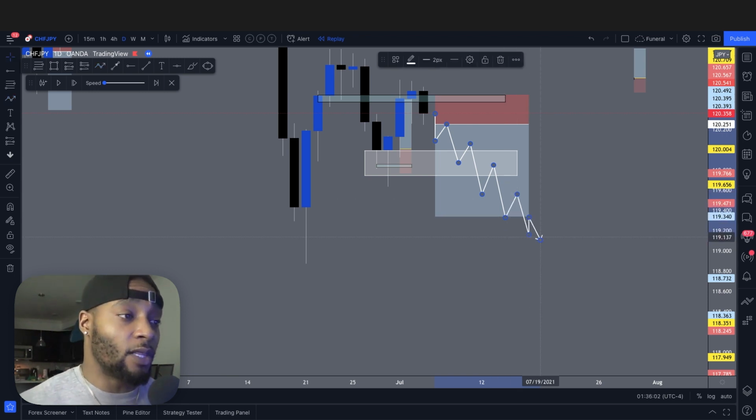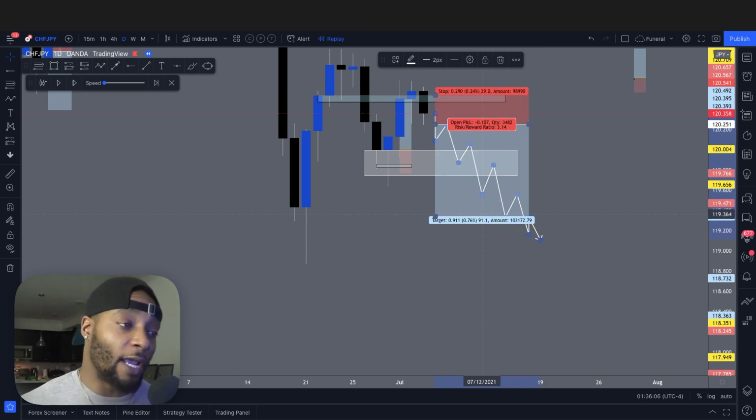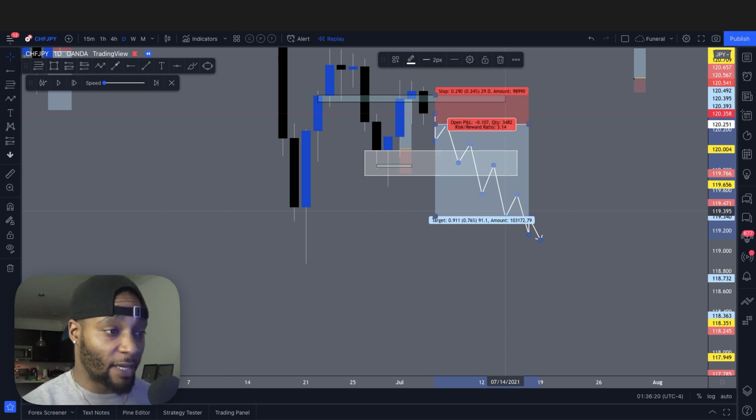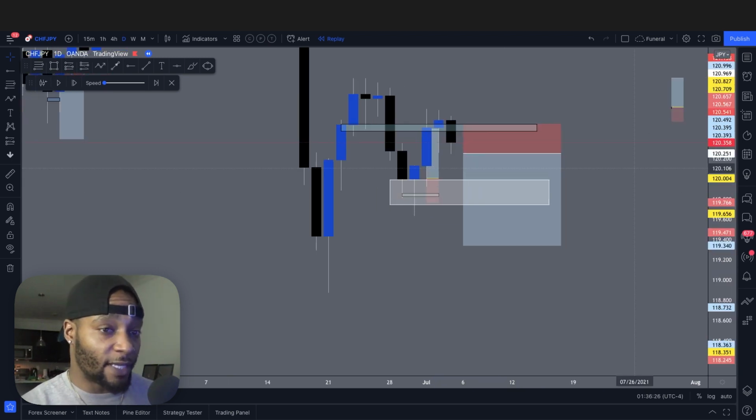I expect there to be lower lows and lower highs created on this market on its way to the downside to create a lower low. I'm willing and ready, anticipating, prepared for this market to take one, two, maybe even three days to go ahead and hit my take profit. I'm not worried. So this is a swing trade.